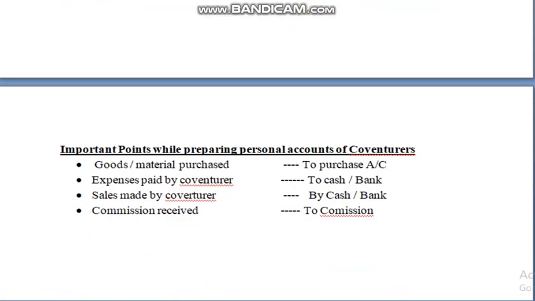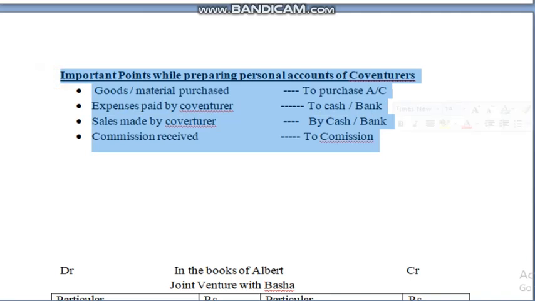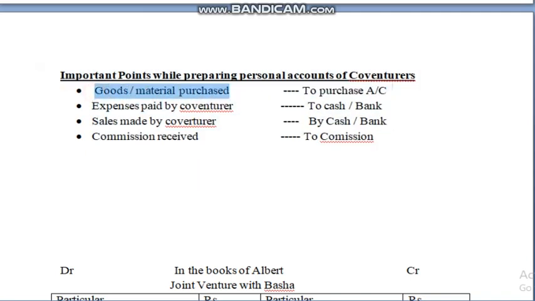So before moving to the personal accounts of Albert and Basha, these points should be kept in mind while preparing the personal accounts of co-venturers. Any goods or material purchased, the transaction should be debited with purchase account. Any expenses incurred by the co-venturer should be credited to cash or bank. Any sales made by the co-venturer should be credited with cash or bank, and any commission received by the co-venturer should be debited with commission account.